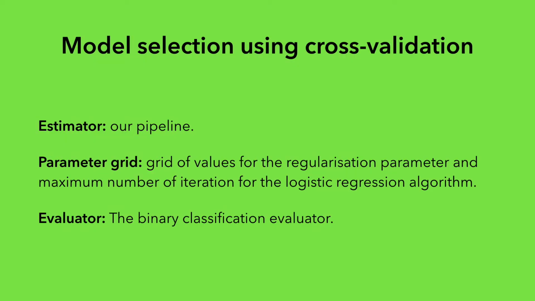We can do better, of course, by using cross-validation. Earlier, we used default values for the parameters of the logistic regression. Now let's tune these hyperparameters using the cross-validator class. The cross-validator class gets 4 inputs: an estimator, which is our pipeline, the parameter grid, which is the grid of values for the parameters which we want to tune, and an evaluator, which is the objective function and is the binary classification evaluator. And last of all, numfold, which is the number of data partitions in a cross-validation. We use 3. So let's look at the new code.